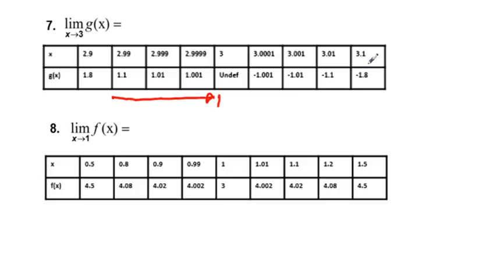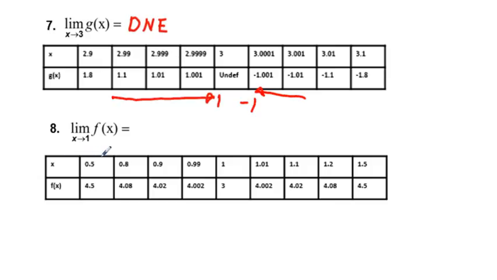But when we come from the right, we get 3.1, 3.01, 3.001. What are we approaching from the right? Well, we're honing in on the number -1. We have a left side limit, which is 1, not equaling a right side limit. And so since the left side limit does not equal the right side limit, we say that the limit does not exist.